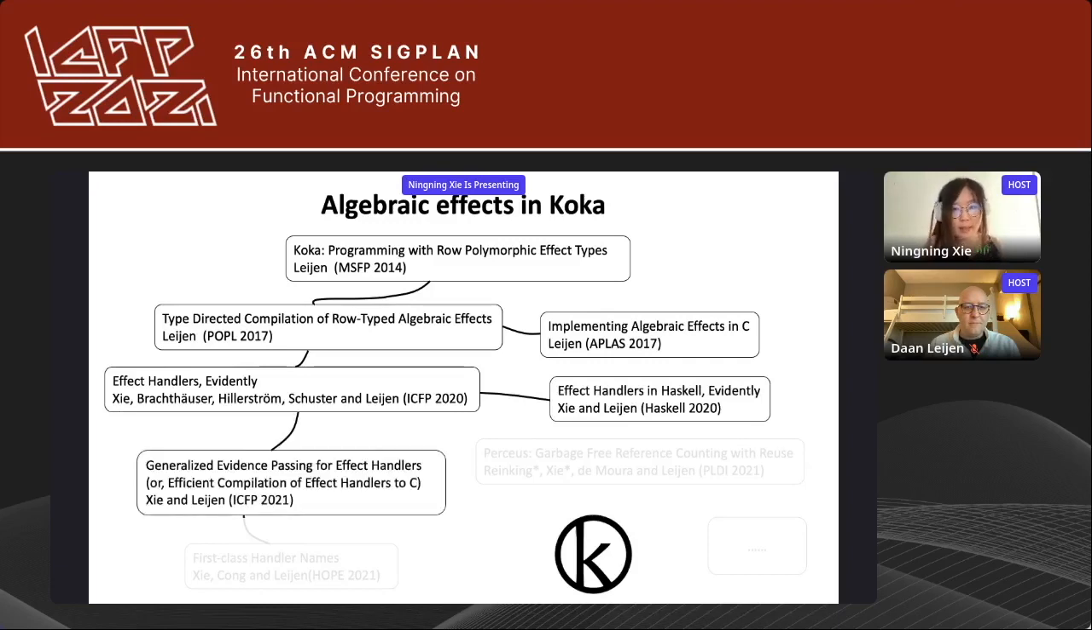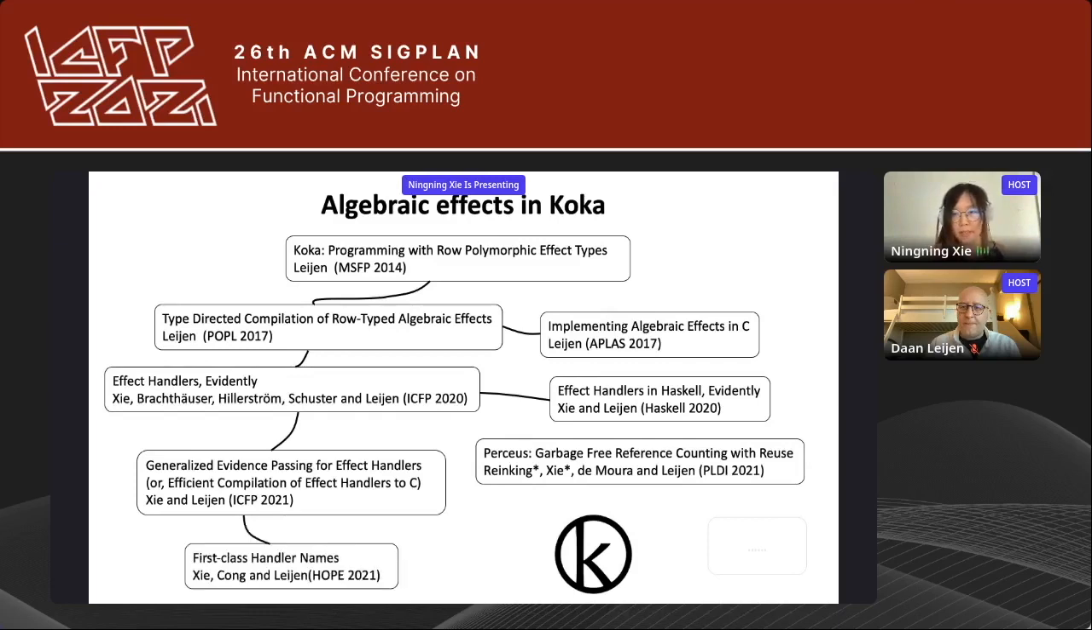And at this year's ICFP, we improved upon our previous work. We will come back to the detailed comparison between these two ICFP works later, but most importantly, we are now able to compile full algebraic effects into standard C code efficiently. And together with our work on Perceus, we are able to get amazing performance results from Koka without needing any special runtime system. And there is still lots of ongoing work further strengthening Koka, including the talk we gave this year at HOPE to support first-class handler names, and lots of implementation work.